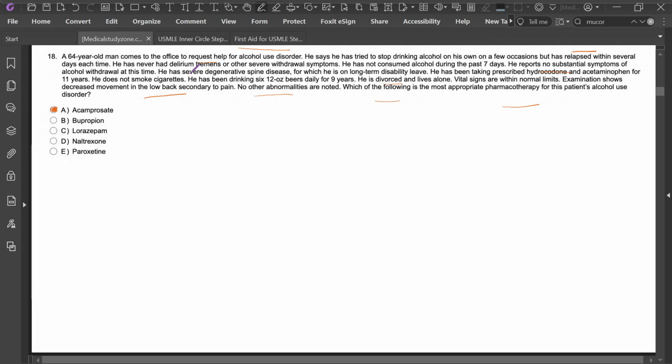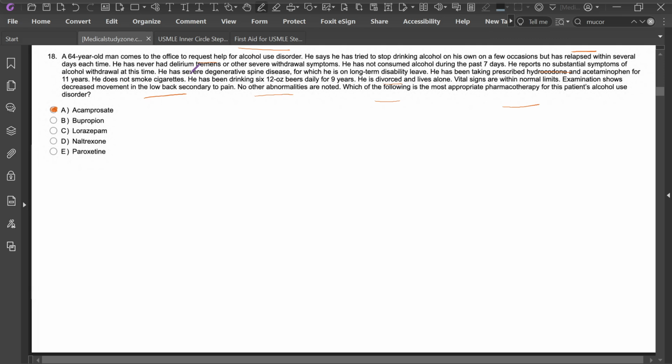Naltrexone is an opioid antagonist. Naltrexone would precipitate opioid withdrawal in this patient taking hydrocodone, an opioid agonist. Therefore, acamprosate, a medication with unclear mechanism of action, likely involving N-methyl-D-aspartate antagonism, is the best option.